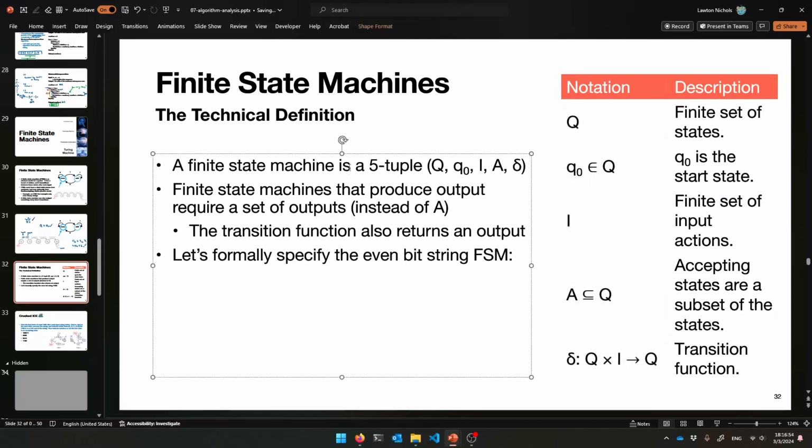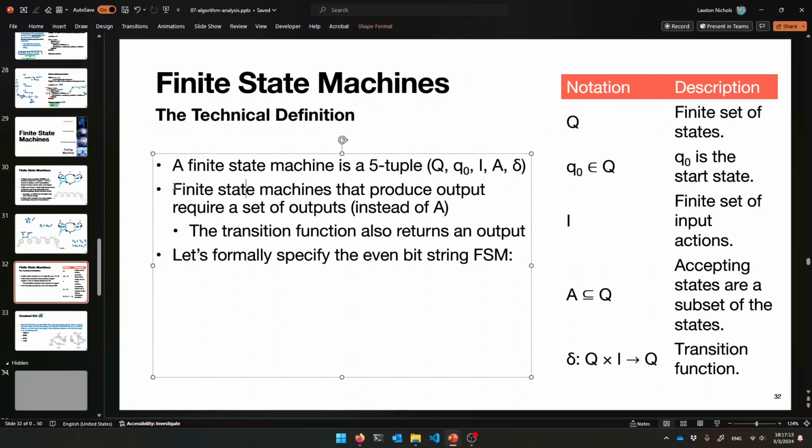So it's a finite state machine. If you want to define it formally, it's a 5-tuple. You need these 5 things to define a finite state machine. We're going to call those things big Q, little q naught, I, A, and delta, the Greek letter, lowercase delta.